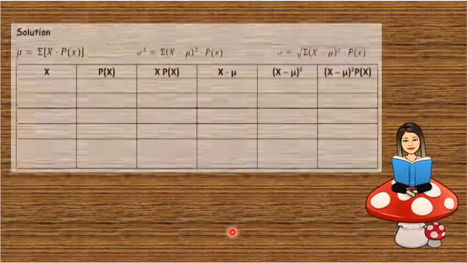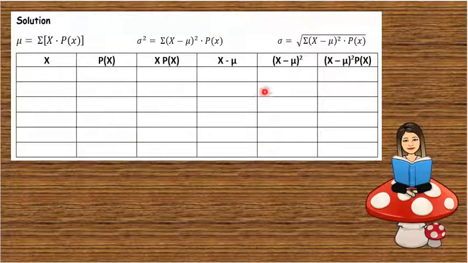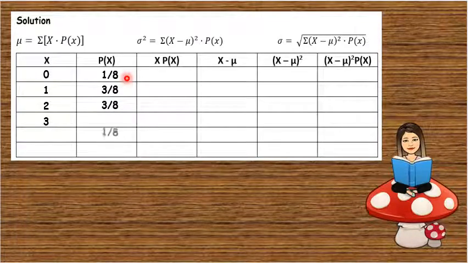Okay, for our solution, same pa rin yung laman ng ating table. 6 columns pa rin. Same pa rin yung ating tatlong formula na gagamitin. So, ano-ano na yung values ng x natin? We have 0, 1, 2, and 3. Ang ating p of x, 1/8, 3/8, 3/8, and 1/8. Ito yung dalawa na to, yun yung nasa given dun sa problem.